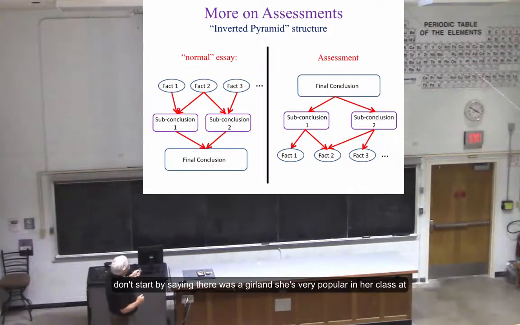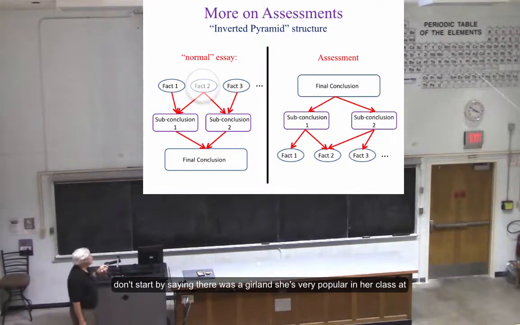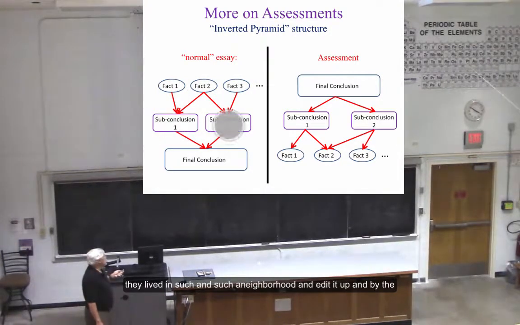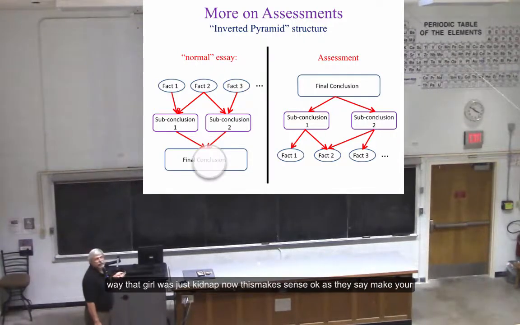You don't start by saying, oh, there was a girl and she's very popular in her class and her father's a bricklayer and her mother's a school teacher, et cetera. Oh, they lived in such and such a neighborhood. Oh, and by the way, that girl was just kidnapped. Nah, it doesn't make sense. Okay?